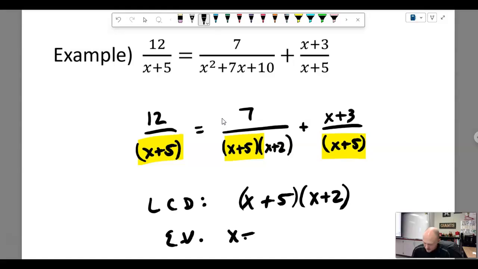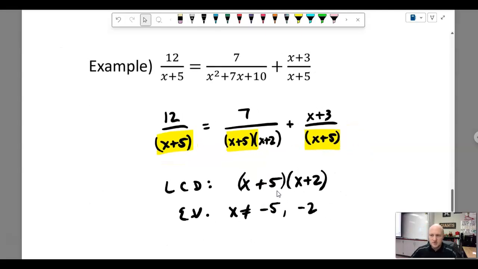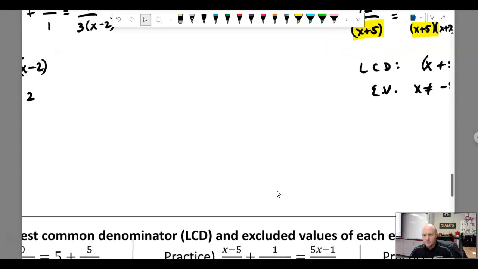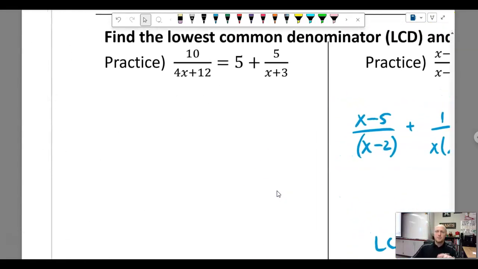Excluded values. X cannot equal. Who are the bad numbers that create 0 in a denominator? -5. Ooh, bad number. 2? No, 2's fine. Its opposite is not okay. -2. There you go. So that's how we find lowest common denominators and excluded values. Hopefully you feel comfortable. Here is a couple of practice ones. Please find the LCD and the excluded value. When you unpause me, I'll show you the answer here.